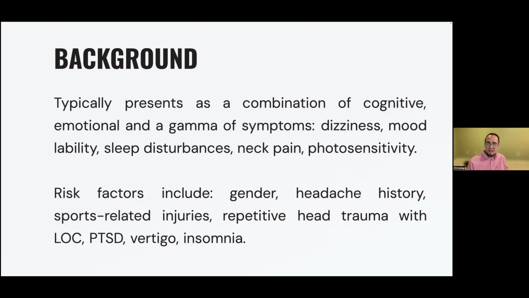Typically, it's going to be presenting as a combination of cognitive, emotional, and other symptoms that include dizziness, mood lability, sleep disturbances, neck pain, and photosensitivity. So that's usually the cluster of symptoms that we see after a concussion, and they go along with headaches.